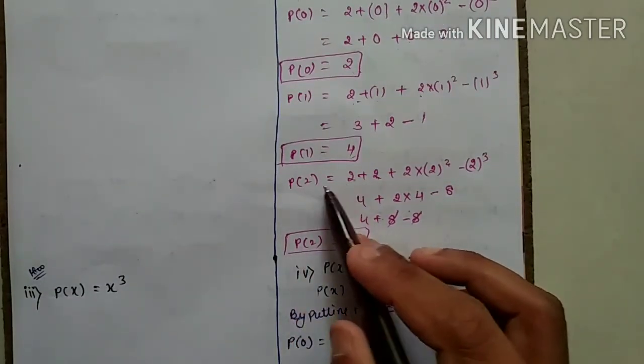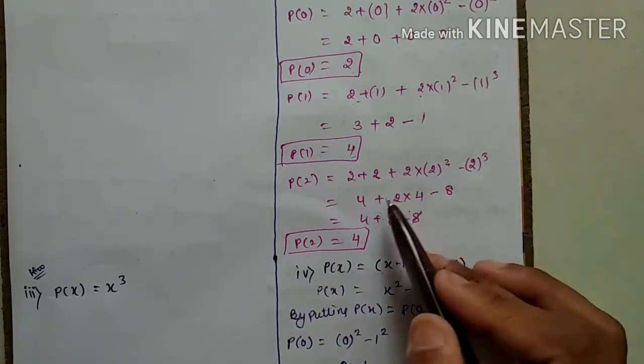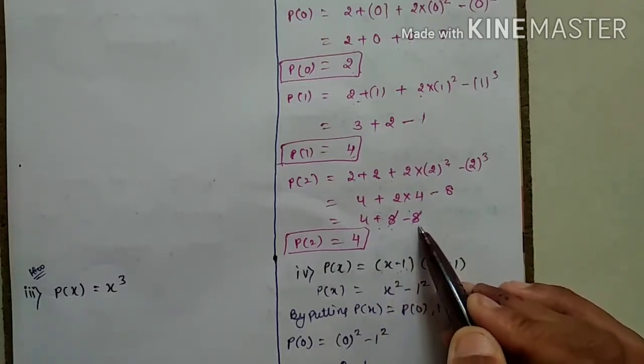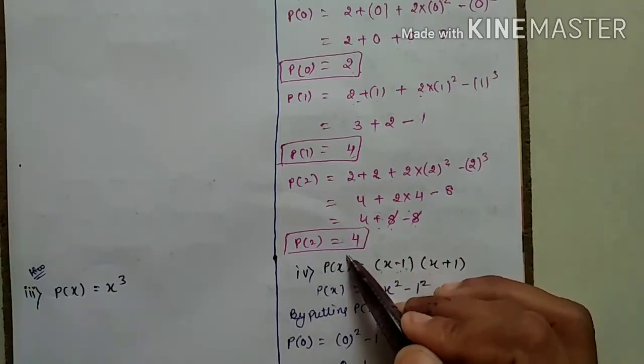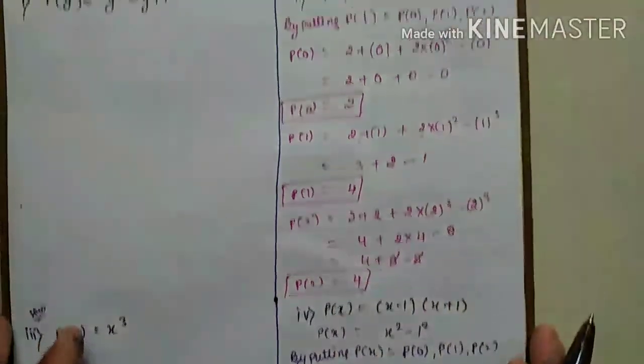Next, p of 2. I have to put the 2. So 2 plus 2 plus 2 into 2 square minus 2 cube. So 4 plus 2 into 4 minus 8. 4 plus 8 minus 8. It means it becomes 0. So I am getting the answer p of 2 equals to 4. Why am I getting this value? Because of this equation.